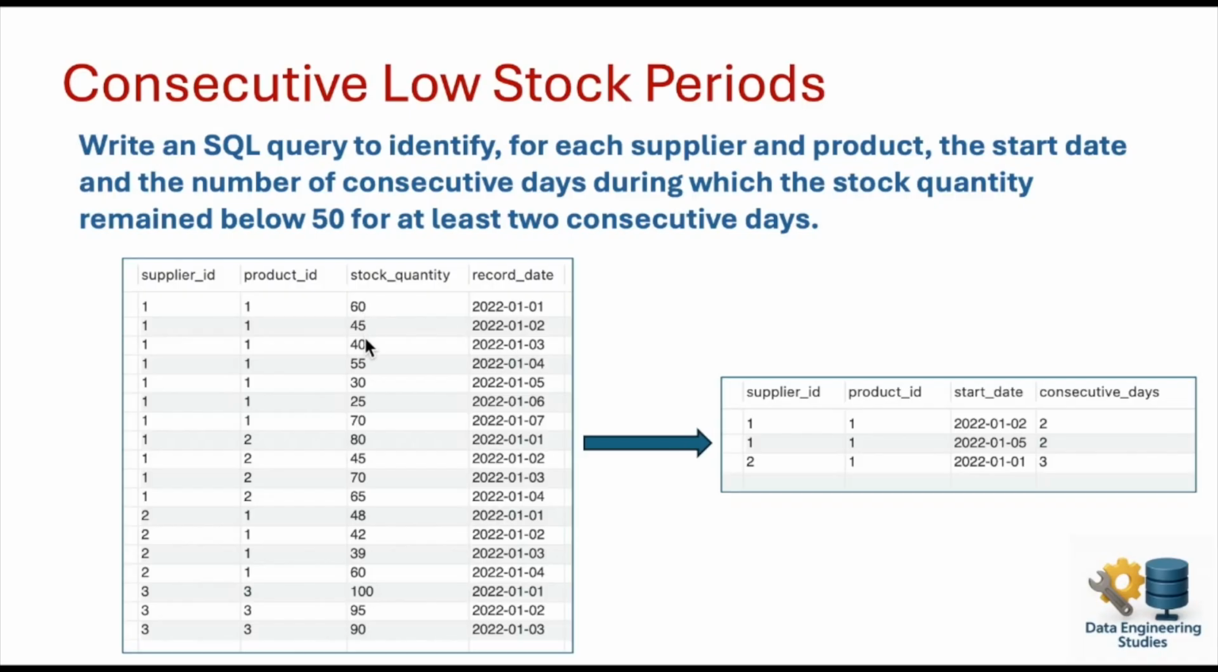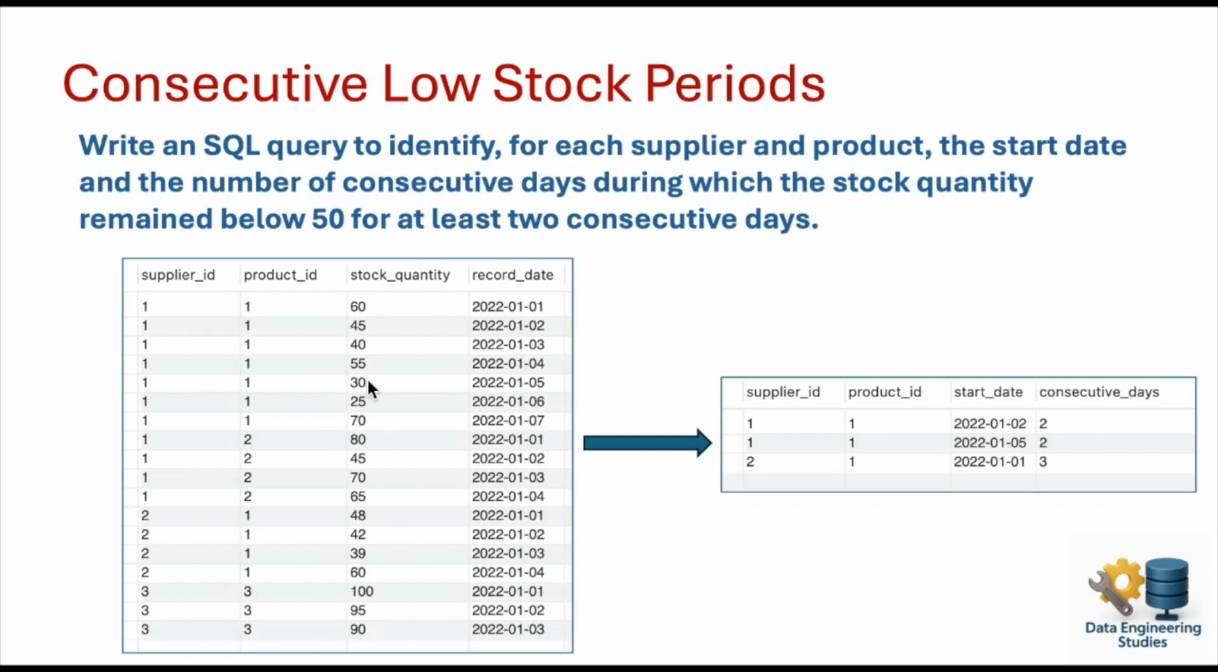If you see the second and the third record, it is the same supplier ID, same product, and both the quantities are less than 50 and it is a consecutive day. So we will populate this in our output. Here is our output with the supplier ID, product ID, start date 1/2 and the number of consecutive days is 2. The fourth record has quantity greater than 50, so we don't consider this record.